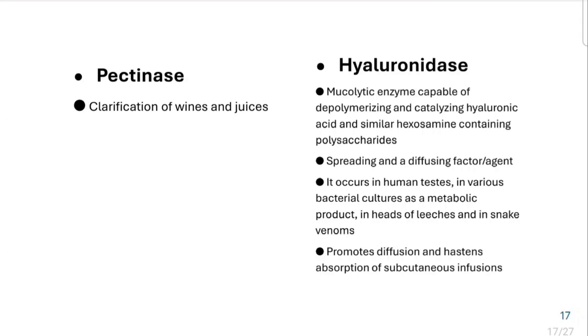Then hyaluronidase, a mucolytic enzyme capable of depolymerizing hyaluronic acid, a hexosamine-containing polysaccharide. It is also a spreading and diffusing factor. Usually this is utilized by microorganisms such as bacteria in degrading their sugar food. It occurs in human testes and in various bacterial cultures as a metabolic product, in heads of leeches, and in snake venoms. It also promotes diffusion and hastens absorption of subcutaneous infusion.